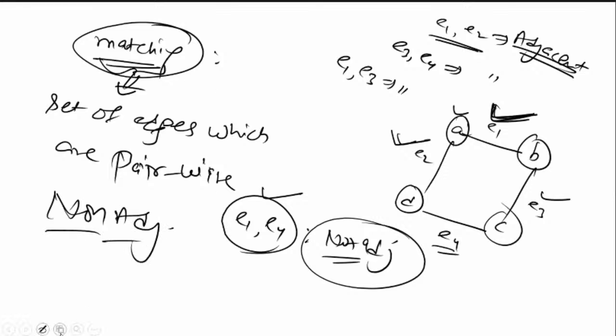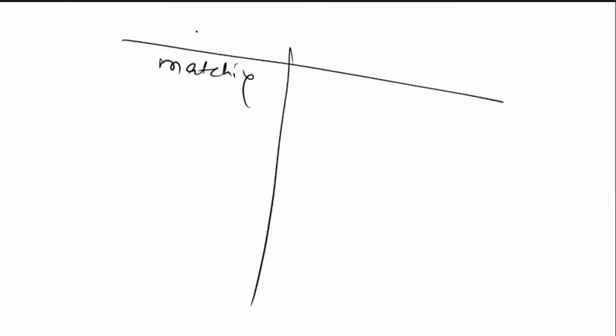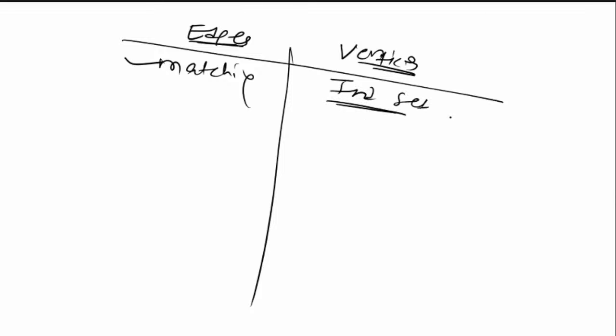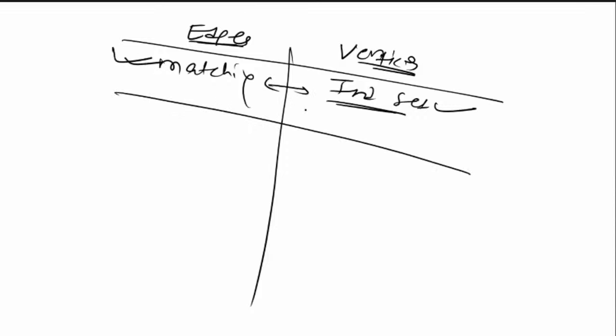Now let's see some questions on matching. But remember one thing, this matching is defined in terms of edges, while some concepts are defined in terms of vertices. For example, the independent set concept is defined in terms of vertices, and matching is defined in terms of edges, but they are similar concepts. Here we are taking a set of vertices which are non-adjacent, and here a set of edges which are non-adjacent.